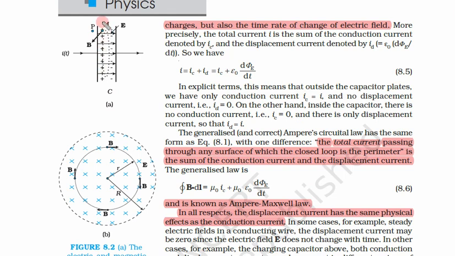So here we can see the detailed diagram. This is current IT, and this is a point outside, this is a point inside, this point M is inside, this is a point outside. So at both places we are getting the magnetic field: outside because of this conduction current, and inside because the electric field is changing with time, and hence we are getting this ID. So at both places we are getting the magnetic field.